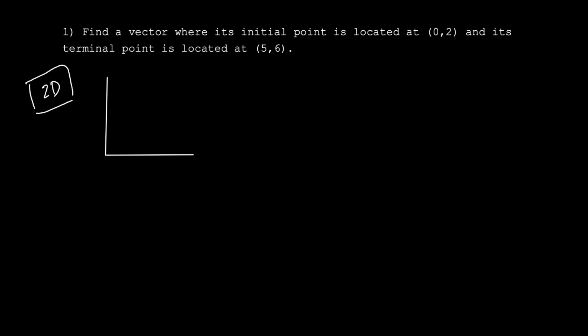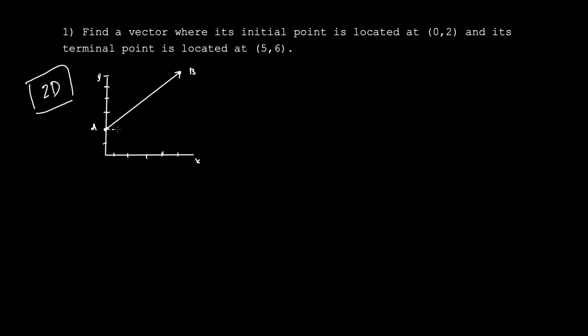So just by estimating where these points are, the first point is located at 0, 2. So about right here. We'll call this point A. And its terminal point is located at 5, 6. So 1, 2, 3, 4, 5. And 1, 2, 3, 4, 5, 6. So approximately right here. We can call it point B. And we want to try to find what this vector is. And the vector points from point A to point B.